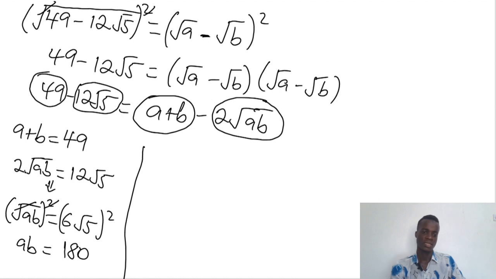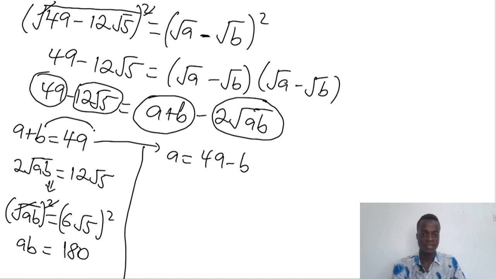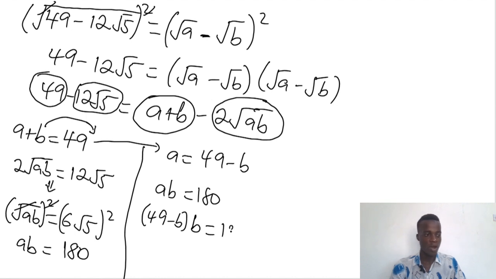But we also know that A plus B is 49. This means that A is equal to 49 minus B. I just send this B to the other side. Now in this equation, AB is equal to 180. I want to have just one variable in there, so I'll replace A with 49 minus B. So 49 minus B is replacing our A, times B, is equal to 180.